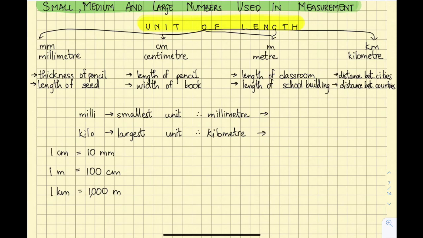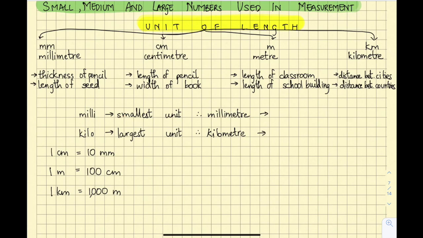Now, millimeter is used for measuring small things, such as the thickness of a pencil or the length of a seed. A still bigger unit, cm, centimeter, is used for measuring the length of a pencil or the width of a book. Still bigger unit is m, meter. Meter is used for measuring the length of a classroom or the length of a school building and such examples. Whereas km, kilometer, is the biggest unit which is used for measuring distance between cities and distance between countries.